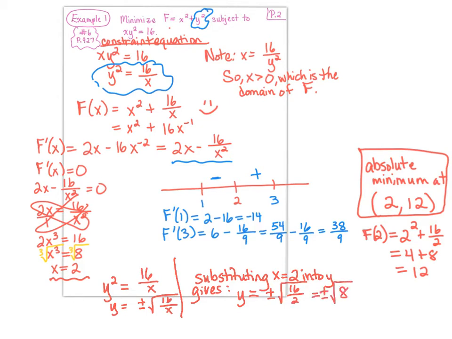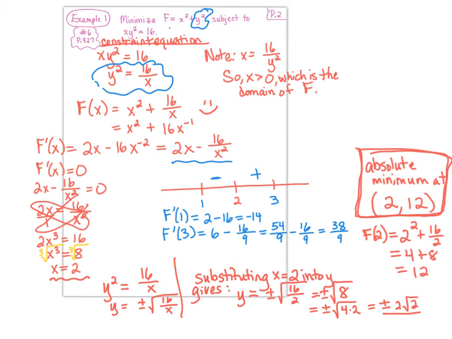Plus or minus the square root of 8 gives us plus or minus the square root of 4 times 2. The square root of 4 is 2. So this is equal to plus or minus 2 square root of 2. So that's our y. If x is equal to 2, that means y is equal to plus or minus 2 square root of 2. And since we wanted to minimize it, we found that our absolute minimum is this.